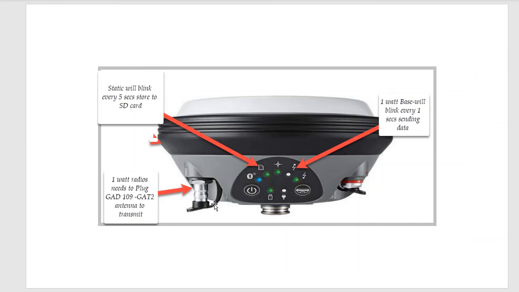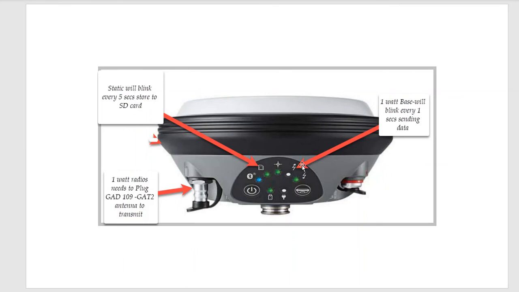So once again, the GS16, when it's set up, we'll look at the lights. And if we're recording static data, this light will blink every 5 seconds. Make sure we have an SD card. If there's no SD card, it'll be red. Make sure we have an antenna plugged in, like a GAT 109, GAT 2, like we talked about. Otherwise, you won't get any range. If you have an external mobile whip, the more height you get, the more distance you'll get.